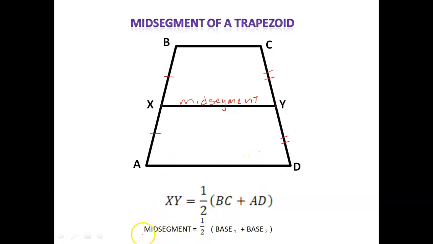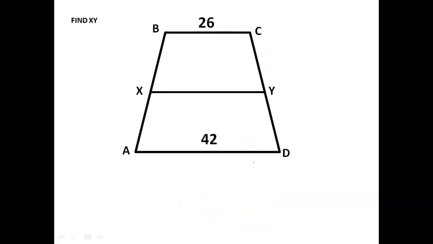And I just went ahead and wrote it out for you guys. The midsegment is equal to 1/2 times base 1, so here's base 1, plus base 2. So it's just a formula. It's nothing difficult. All right, so here's an example. Find XY. If you write down these examples and when you move on to your assignment, you should be able to solve without any problems.